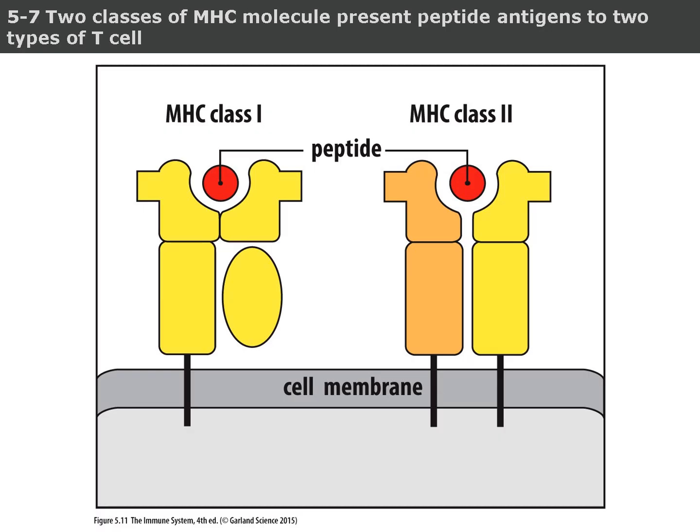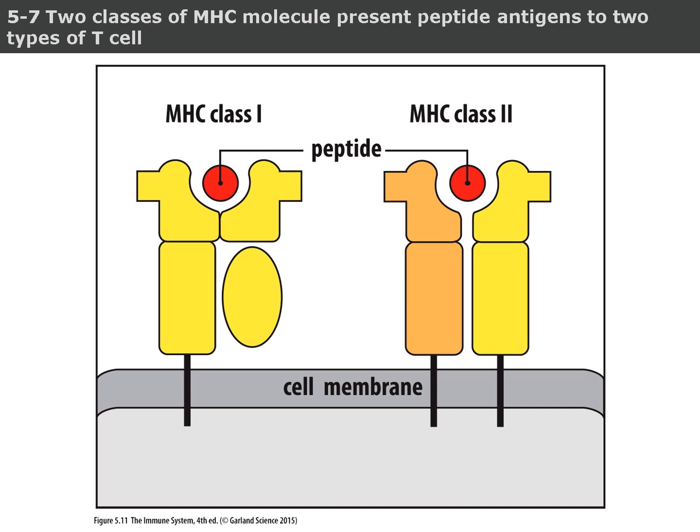This diagram compares the two classes of major histocompatibility complex molecules, class I and class II. Both types bind short peptide fragments, but they differ in structure, location, and the T cells they activate. Major histocompatibility complex class I molecules, shown on the left, are composed of a heavy chain and a beta-2 microglobulin.